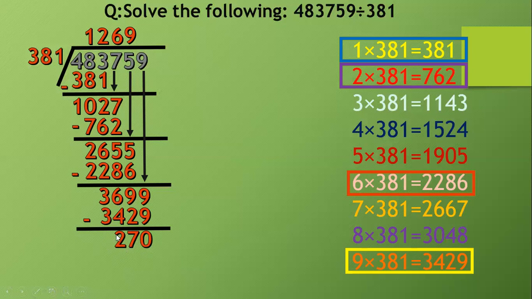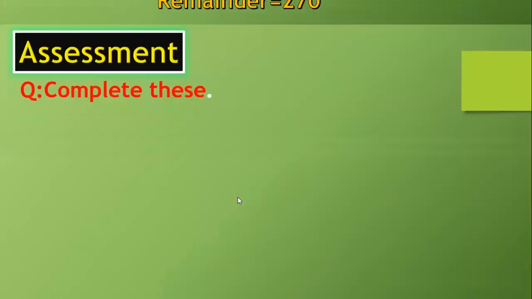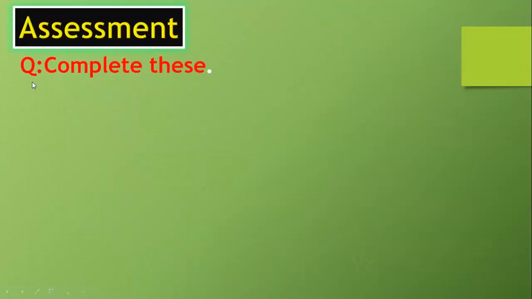270, which is less than 381. So our division is completed and our quotient is 1269 and leftover number which is called remainder is 270. Now students, it's time to assess your lesson and the question is complete these.